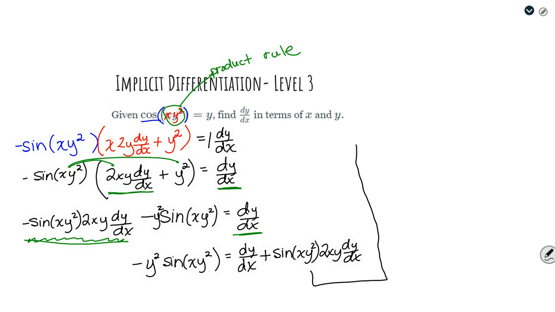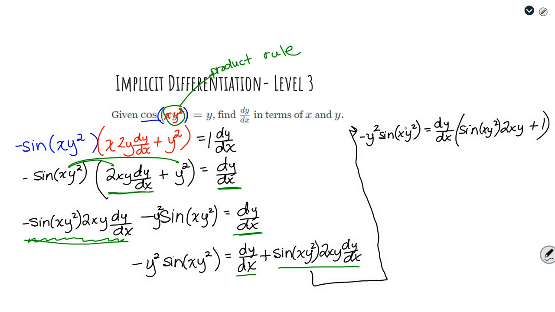Again, I need more room. So I'll factor out the dy dx from each of those terms. Let me bring over the left side first. Negative y squared sine of xy squared equals, factor out the dy dx, times sine of xy squared 2xy. Oh, and I forgot to factor it out from here. And when you factor out dy dx from dy dx, you just get plus 1.